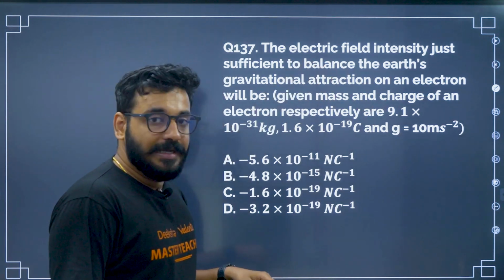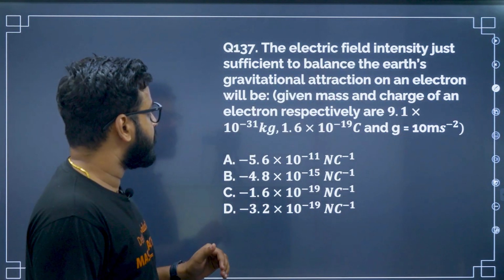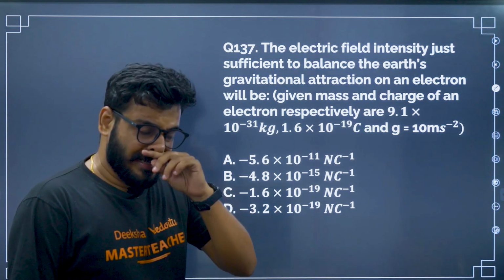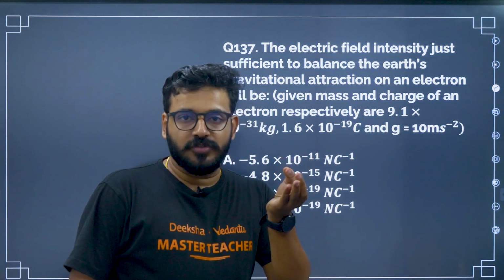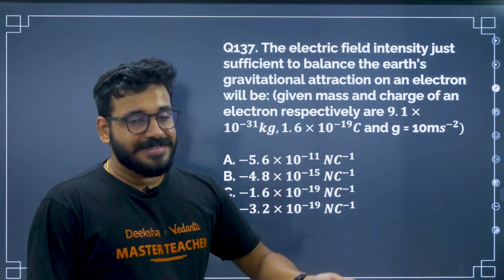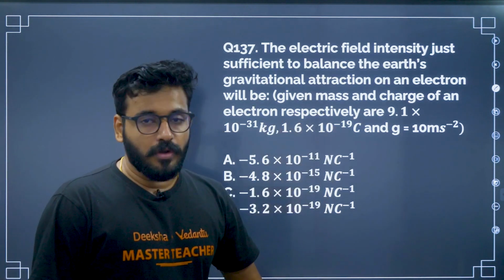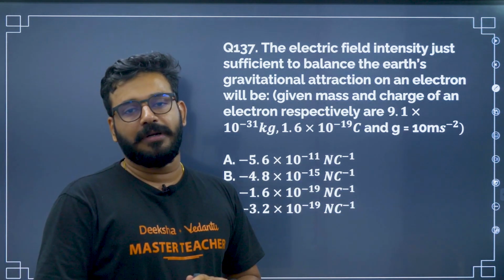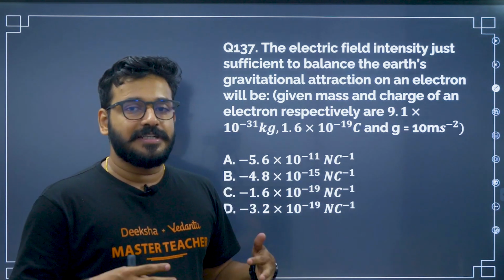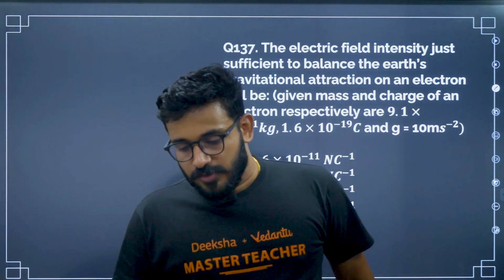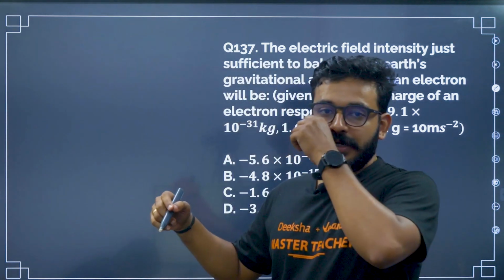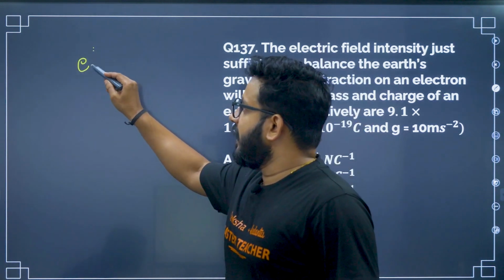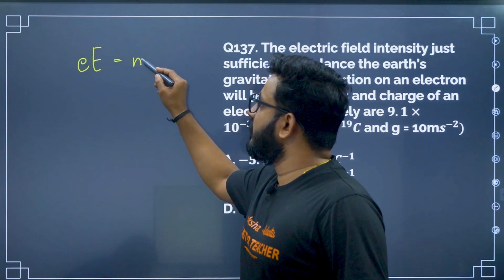The electric field intensity just sufficient to balance the Earth's gravitational attraction on an electron will be, very, very simple. It's like one of the electrons is balanced by the electric field against the gravitational force. The electron is supposed to fall or be attracted towards a larger body, especially Earth, due to the force of gravitation, but instead it is being balanced by an electric field. So finally you can write the equilibrium condition. Two forces are balanced, equal and opposite. Those two forces are the electrostatic Coulombic force and the gravitational force.